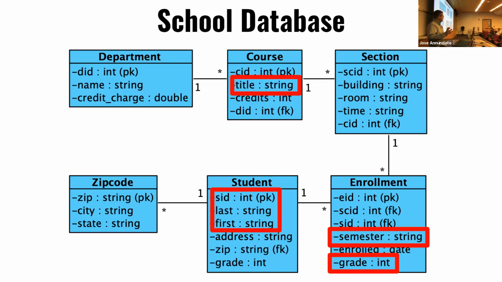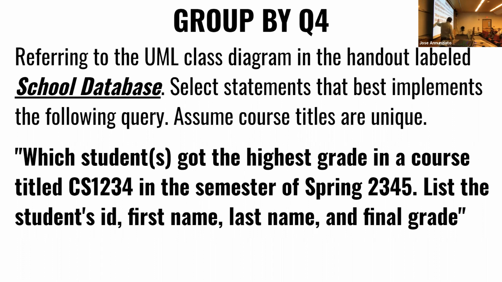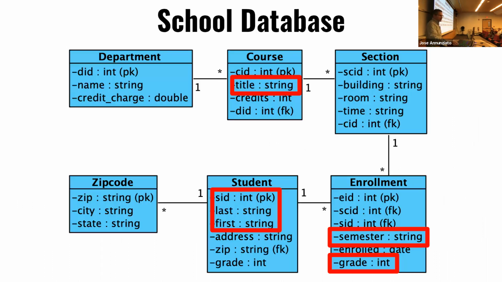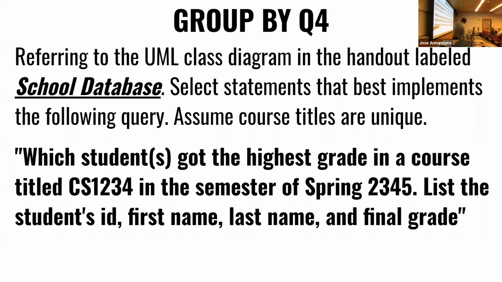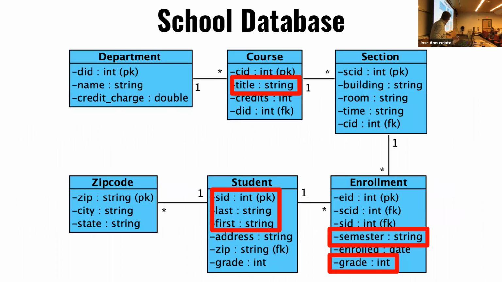So this is the schema that I would give you. Notice that it says course title for CS 1234, and that information is available in the course table up there, and nowhere else. The semester part, the semester spring 2034, and the grade that the student got, are found in the enrollment table down there. So somehow I need to relate courses with enrollments, and the only way to relate these two is through the section table.